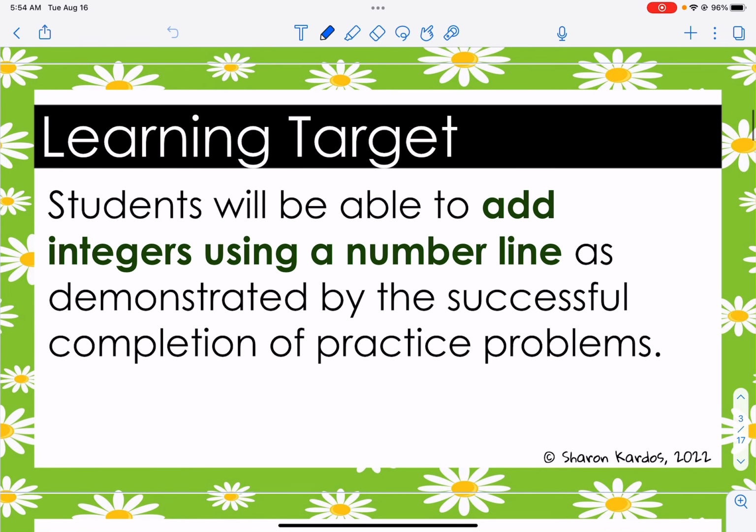Our learning target for today says that students will be able to add integers using a number line, and as usual, we're going to demonstrate this by successfully completing some practice problems.